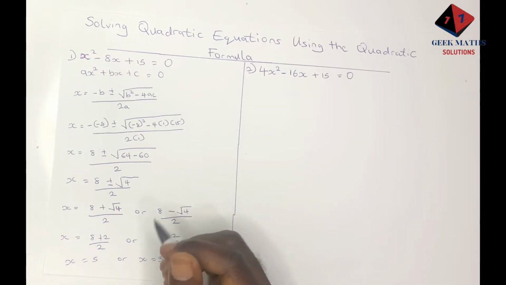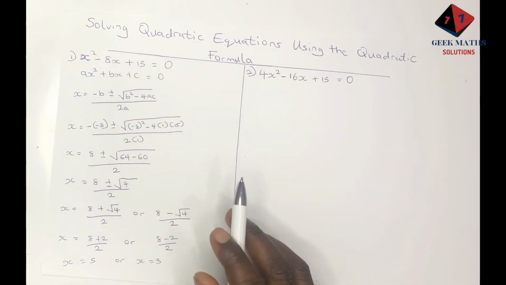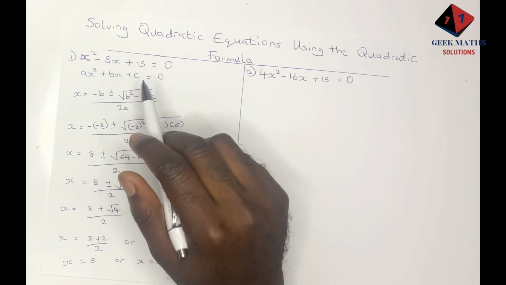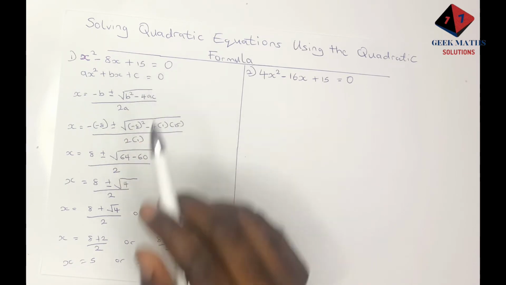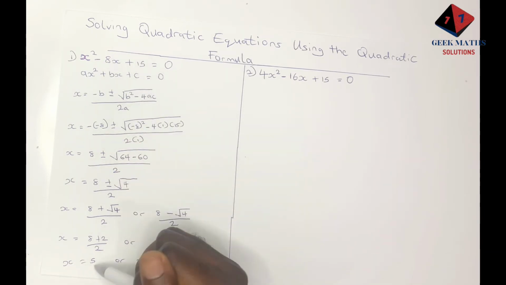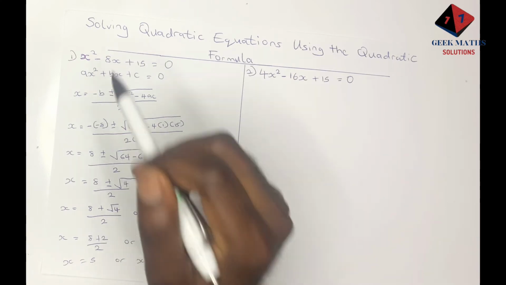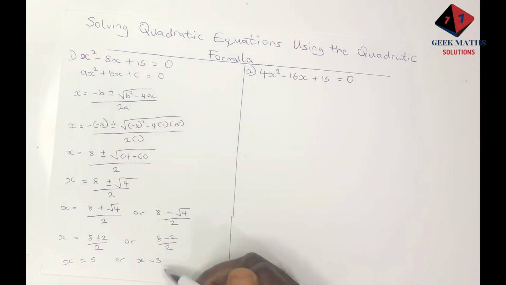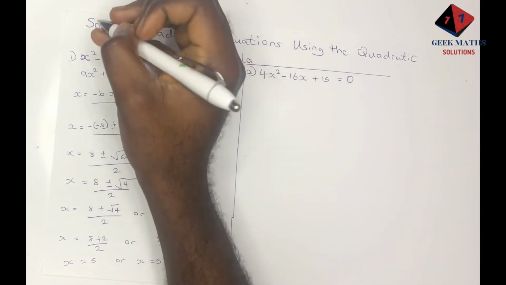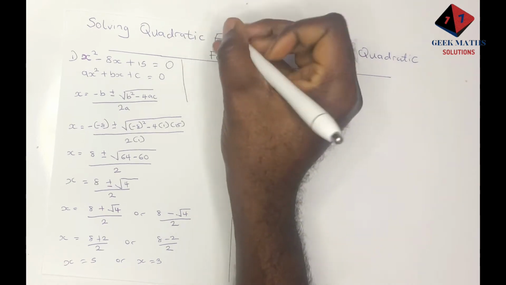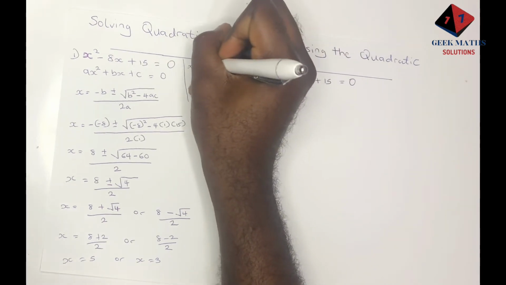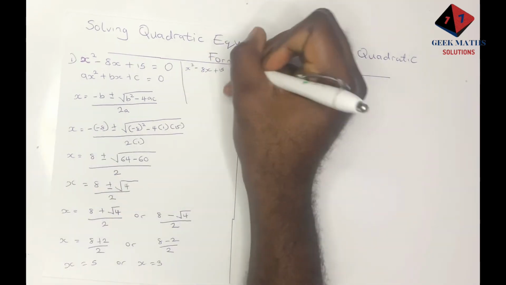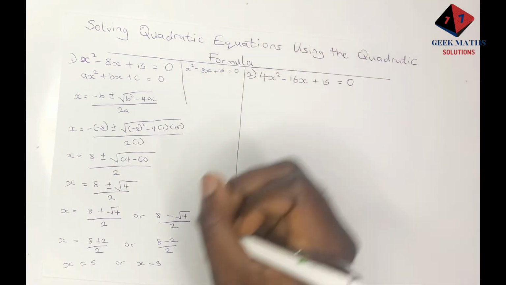So this solves this equation. Generally, after solving for x, you can go back to the equation to check if your answer is correct. So you just put the value you've gotten for x and replace that value in that equation. So we can check with x is equal to 3. So x squared minus 8x plus 15 is equal to 0.